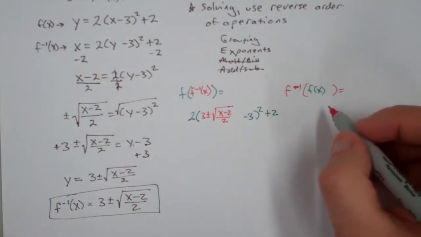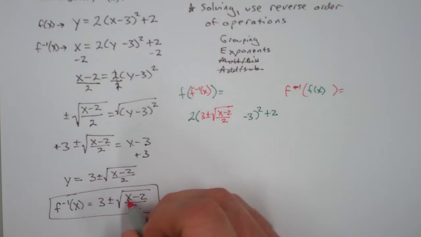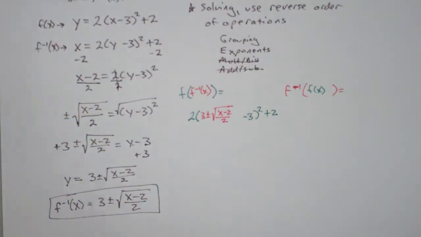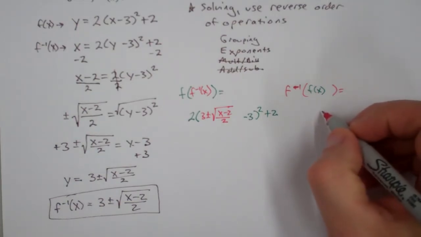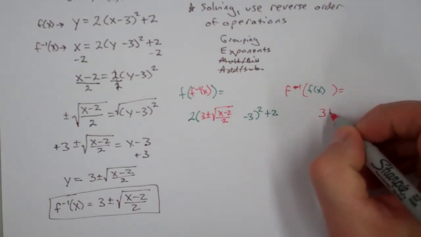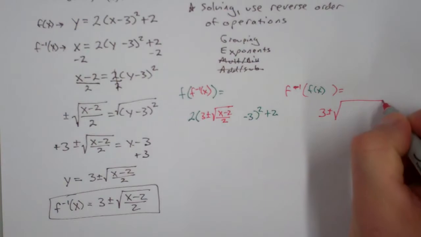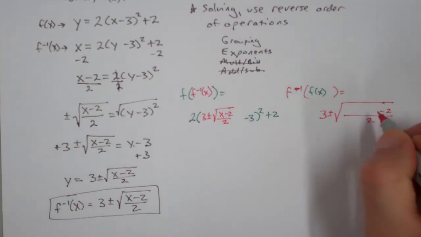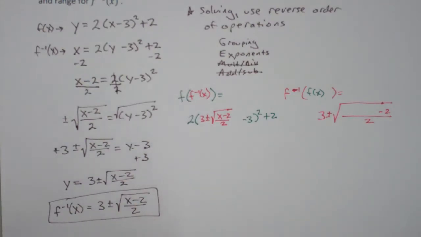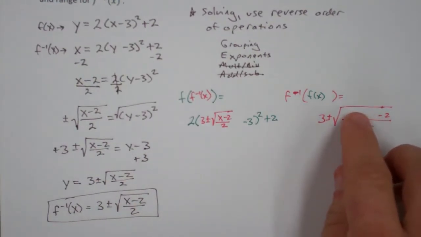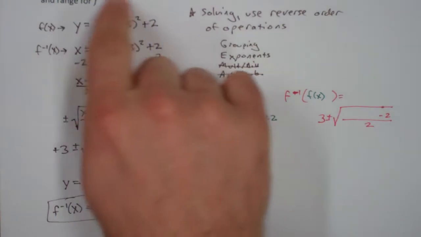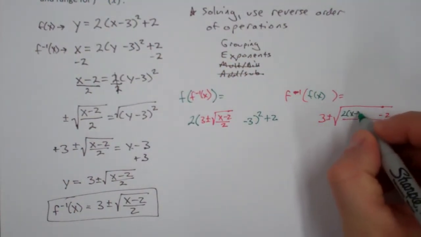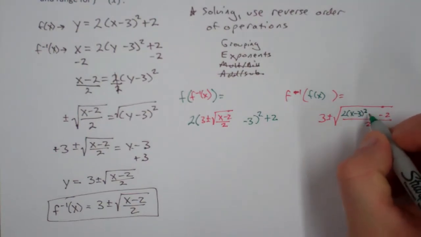On the right hand side, we're going to write this one down, and we're going to have to leave a space here for the x. We're going to take that and put in f of x. So let's try to write this down. We've got 3 plus or minus the square root, large space here, and then we'll write over 2. So this position, which is the x, is going to be this entire function right here. It's going to be 2x minus 3 squared plus 2.